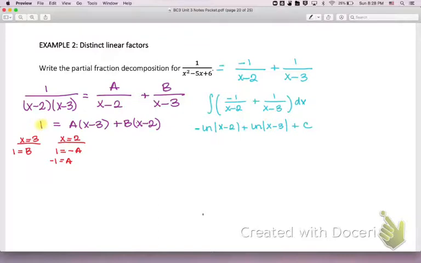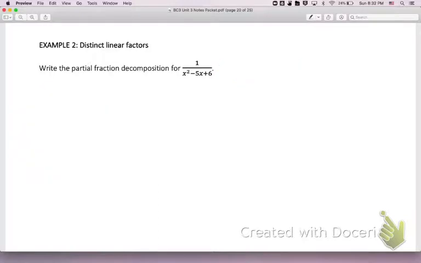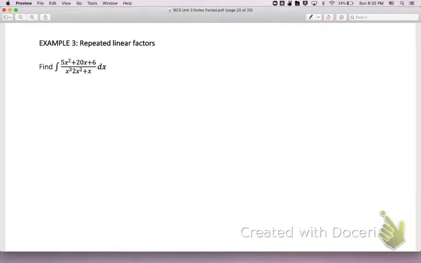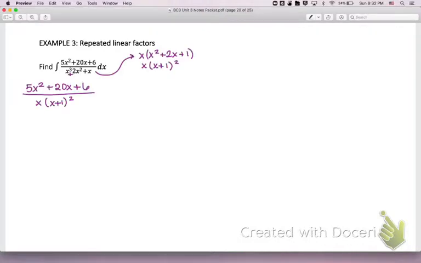Okay, the last thing that I want to look at is what if we have factors that repeat? All right, first, that denominator should have a plus. I don't know what happened to that when this got saved. X cubed plus 2x squared plus x. So we get that, and we factor our denominator, and we get x times x plus 1 squared. We get a repeated factor.